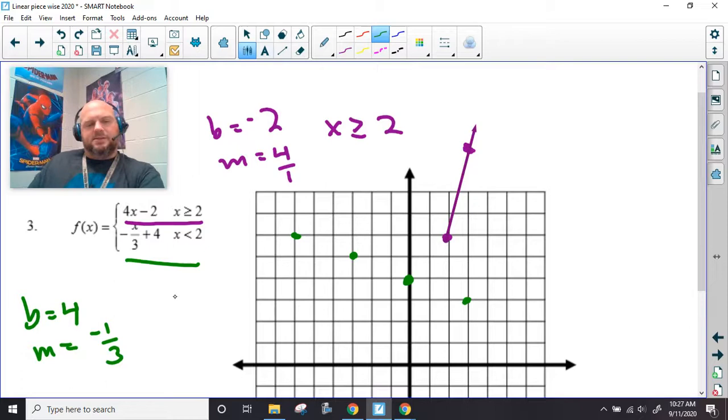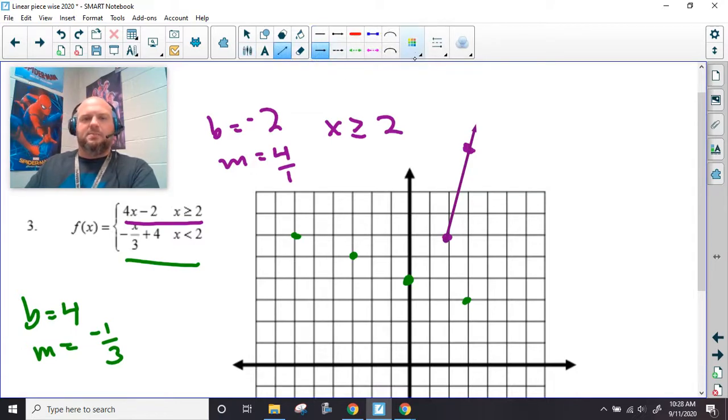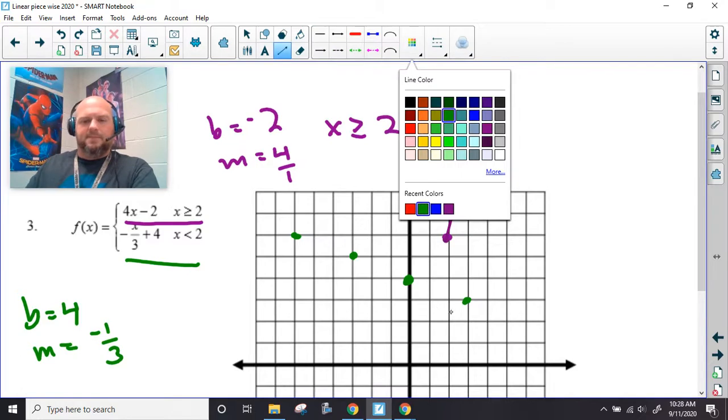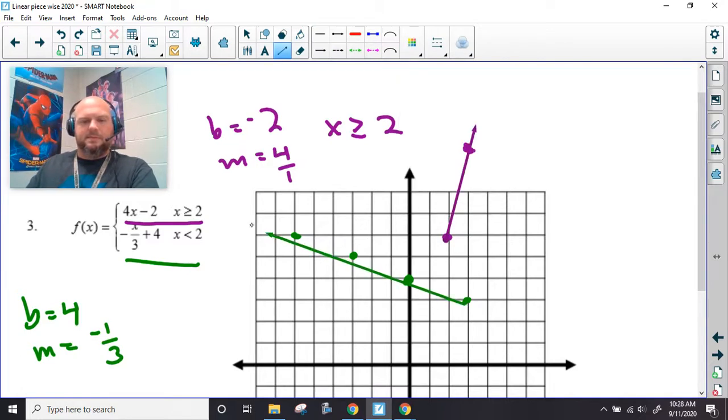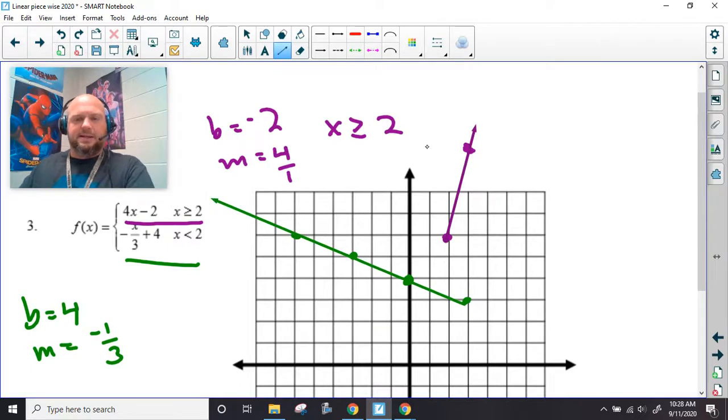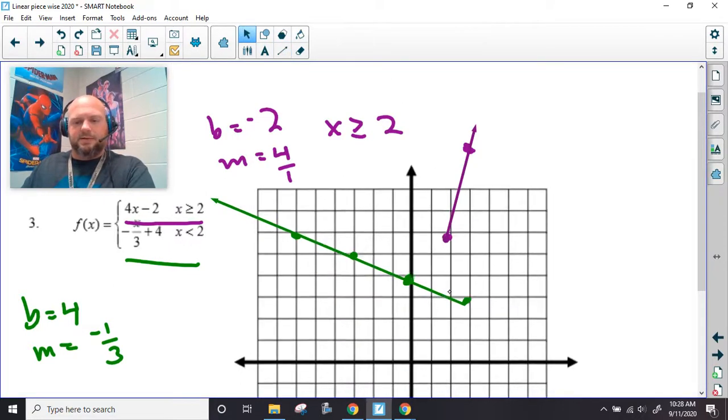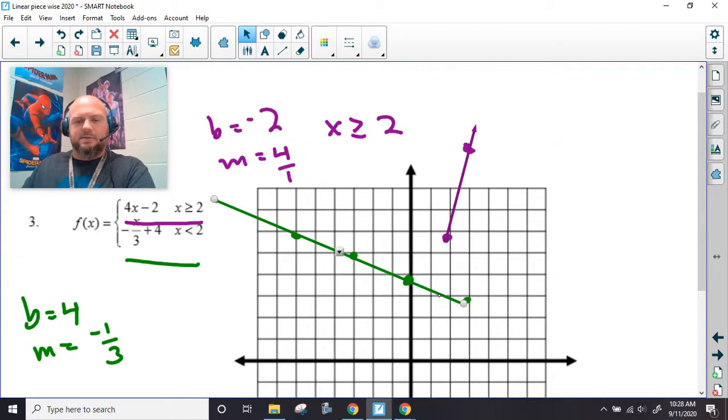This also says when x is less than 2. So 2 is right here. If I were to graph my line, I'm going to graph it all the way over here. And if we were in class, what I would have you do is graph it like this and then use your eraser and erase what's not needed. Okay.